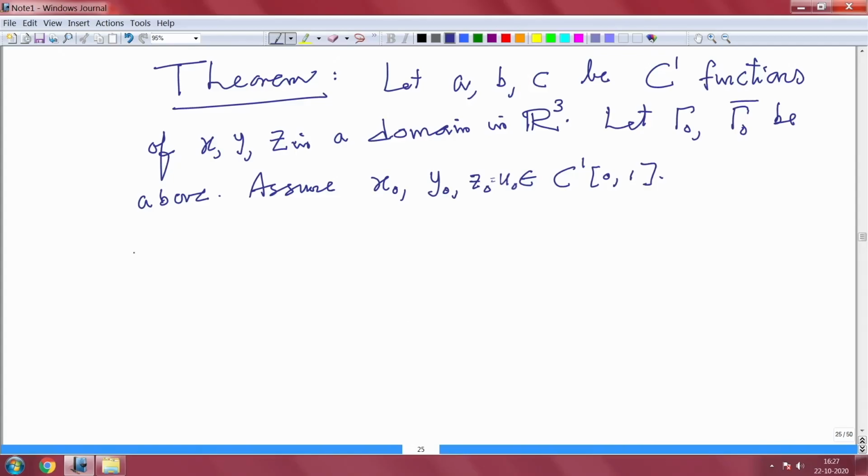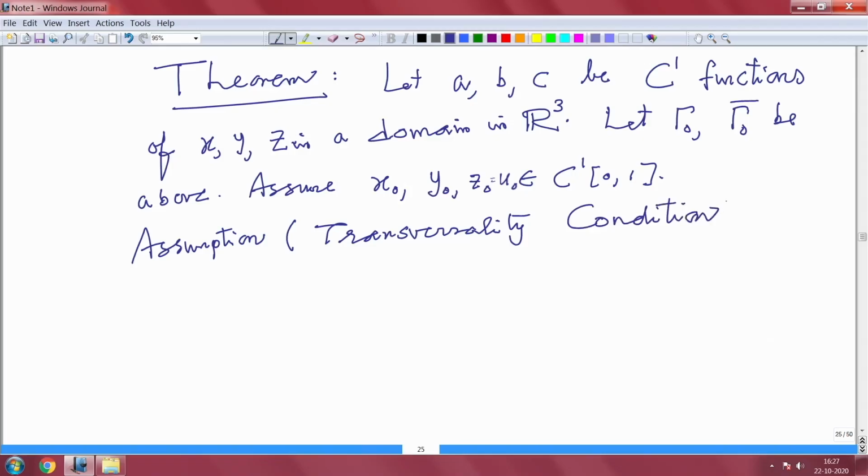And the important thing is about the assumption, the condition to apply. This is called the transversality condition.